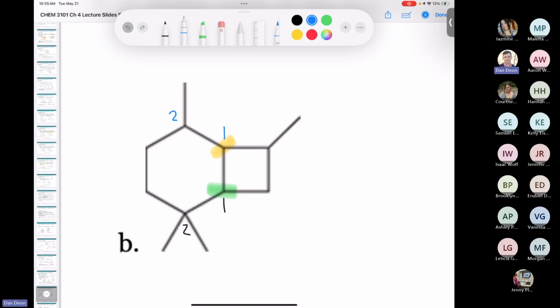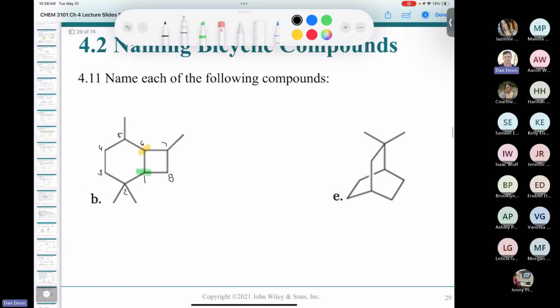So I start numbering like I have it in black. I go 1, 2, 3, 4, 5, 6. And then for this bridge, I'm going to start here with 7 because I want to give this methyl the lowest possible number. 7, 8. So it's some kind of bicyclooctane. So I'm going to put here bicyclo, open bracket, close bracket, octane.